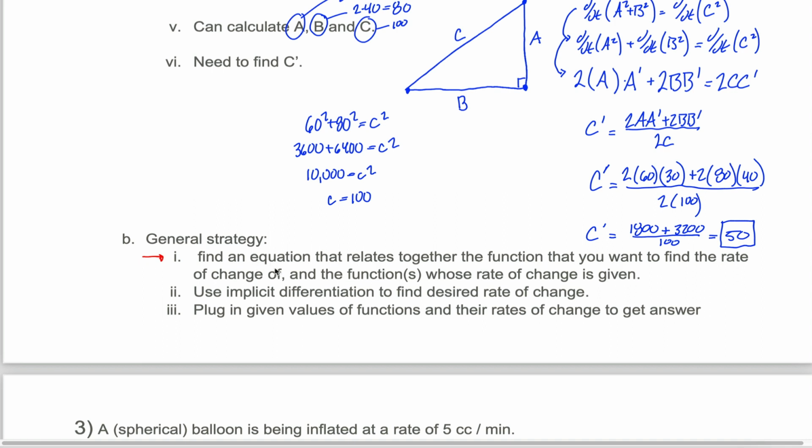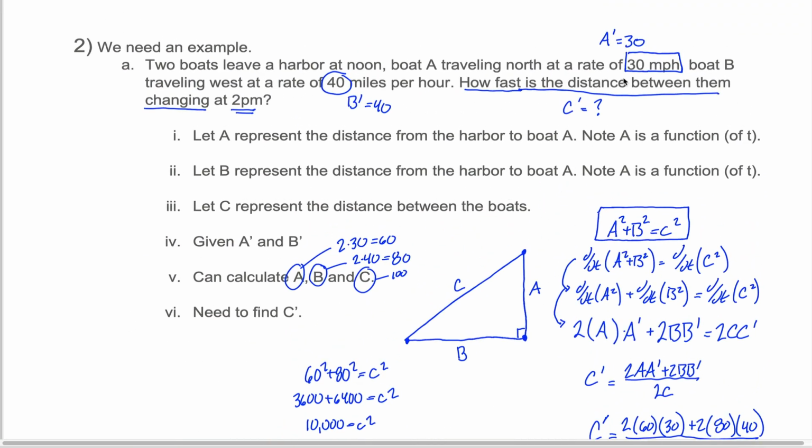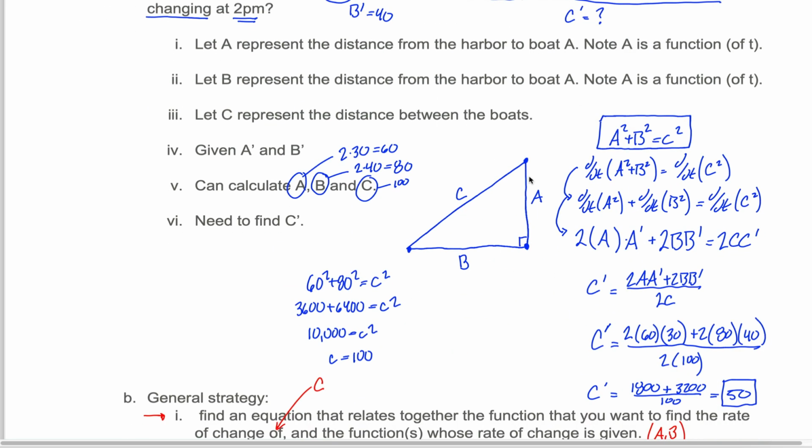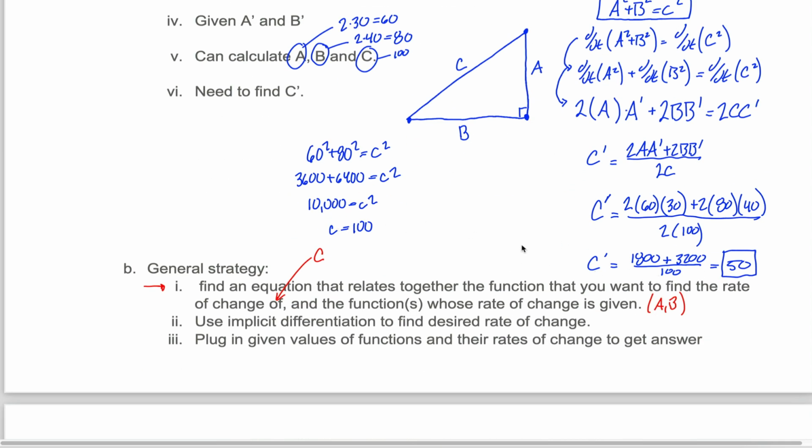so in this specific case, c, and the functions whose rates of change are given, in this case, a and b. How did you know that it was a squared plus b squared equals c squared? Well, it's not obvious, but maybe if you draw the picture, you see a right triangle and then you can come up with that relation. Had you never seen any examples of this where you have right triangles, I don't think it would have been reasonable to come up with that relationship between these different functions.